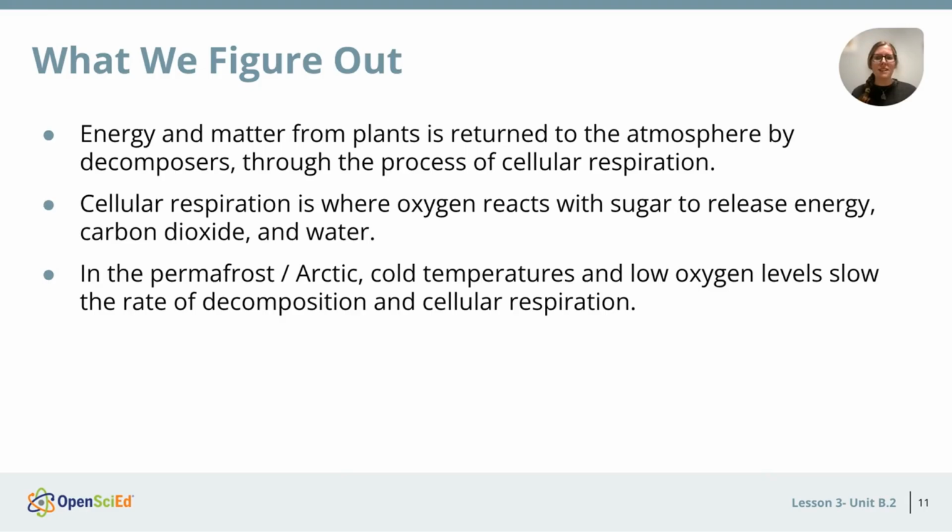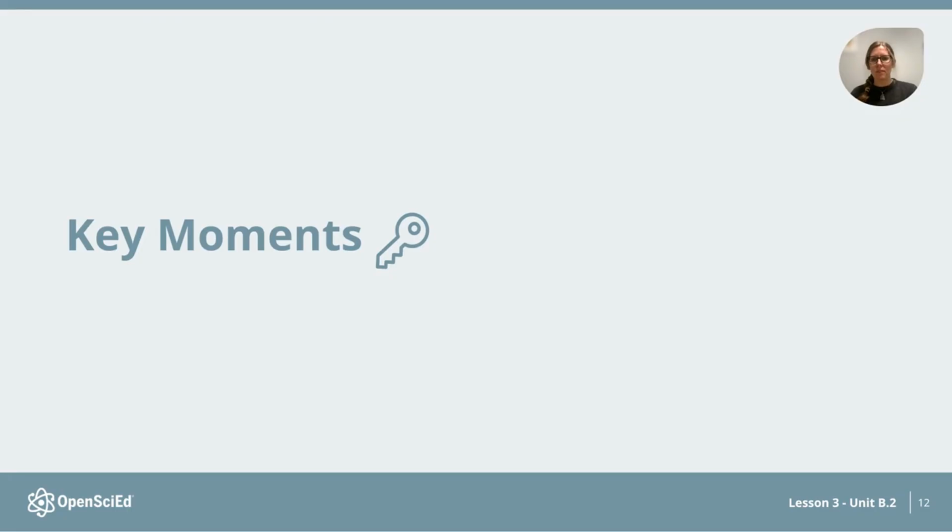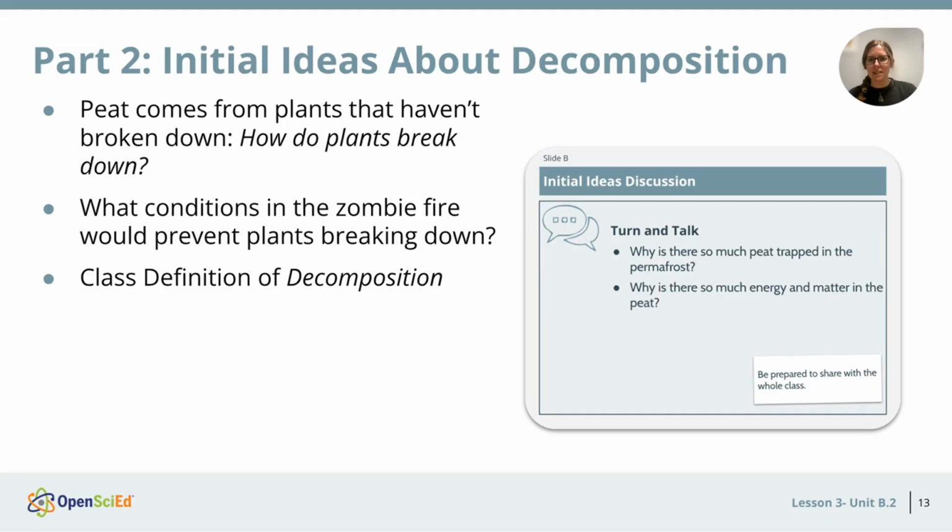So what we figure out in this lesson: energy and matter from plants is returned to the atmosphere by decomposers through the process of cellular respiration. And they're going to figure out that cellular respiration is when oxygen reacts with sugar to release energy, carbon dioxide, and water, very similarly to a combustion reaction. And finally, that in the permafrost and Arctic, cold temperatures and low oxygen levels slow the rate of decomposition and therefore cellular respiration. Let's see the key moments.